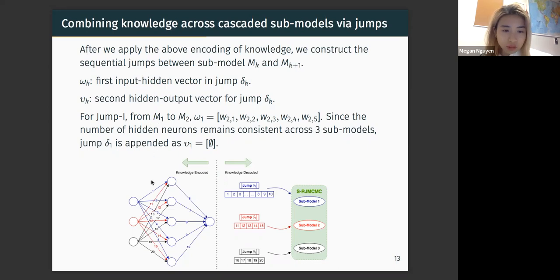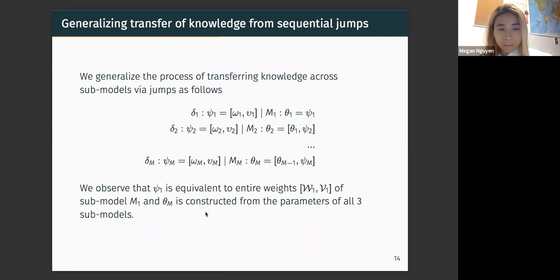So let's say, for example, if I want to move from model 1 to 2, then the first vector in my jump will be constructed of any vectors that are not included in model 1, but are included in model 2. So it will be represented by the arrows 11, 12, 13, 14, and 15. So it corresponds to these weights right here. But again, since the number of hidden neurons in this case remains consistent across the three submodels, in the case of my jump delta one, my second vector will be an empty vector because I'm adding no new knowledge to the hidden to output layer.